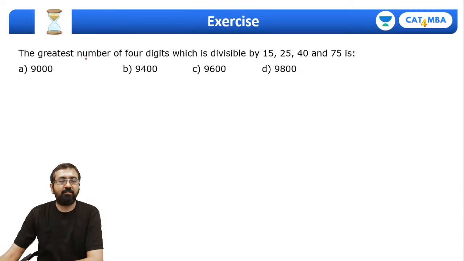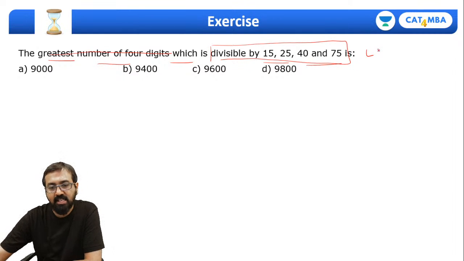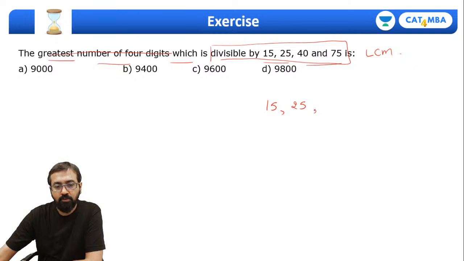So let's take one more question. The greatest number of 4 digits which is divisible by all these numbers is, right? So guys, if I just eliminate this part, the greatest number of 4 digits which is divisible by this one, just look at that. Find the number which is divisible by this one. So can I say we need to find out the LCM of these numbers? Yes. So what is the LCM of 15, 25, 40 and 75? How do we find it?